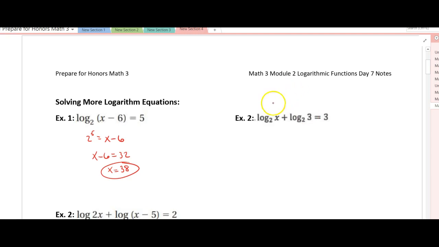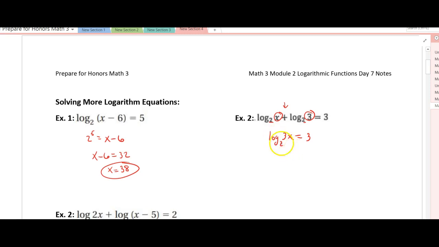Now example 2, if I look, I have log base 2 of x plus log base 2 of 3 equals 3. With this problem, what you have to understand is you have this log plus this log. And if you think back to a previous lesson, well, how could I rewrite this as a single log? Well, if these logs have the same base and they're linked by addition, that means the product of 3 and x were broken up. So we can rewrite this as log base 2 of 3x equals 3.